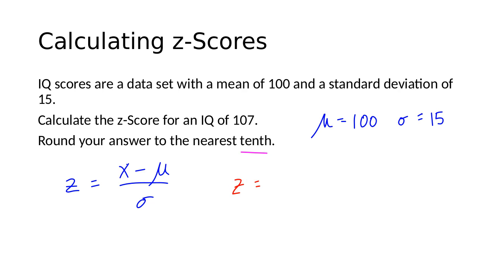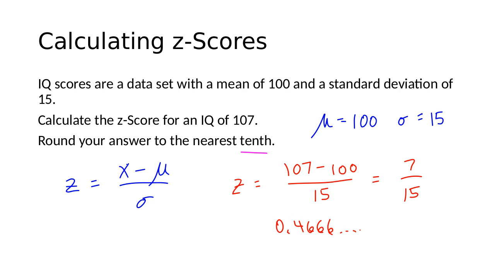The z-score for an IQ of 107 is going to be the data point of 107 minus the mean of 100 divided by the standard deviation of 15. We'll subtract on top and wind up with 7 divided by 15. And then we'll go ahead and do that division. And when we do that division, we get 0.4666 repeating. We are going to round our z-scores to the nearest tenth. So we'll find the tenths place. We'll look one space to the right. Since that number is 5 or bigger, we're going to round up. And the z-score for an IQ of 107 is 0.5.